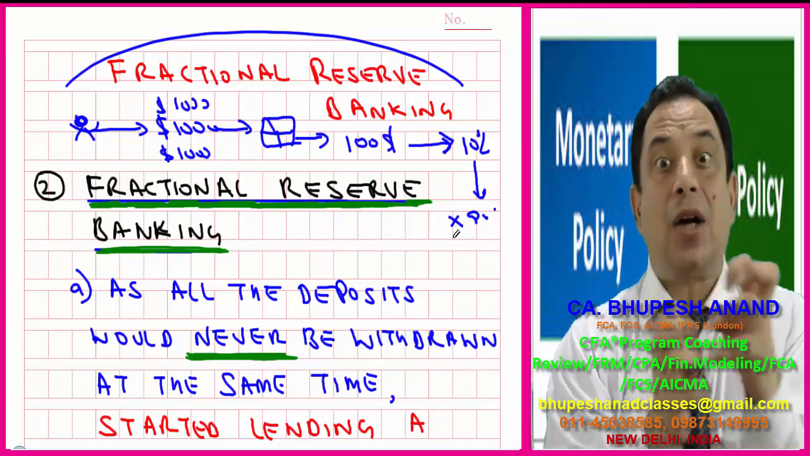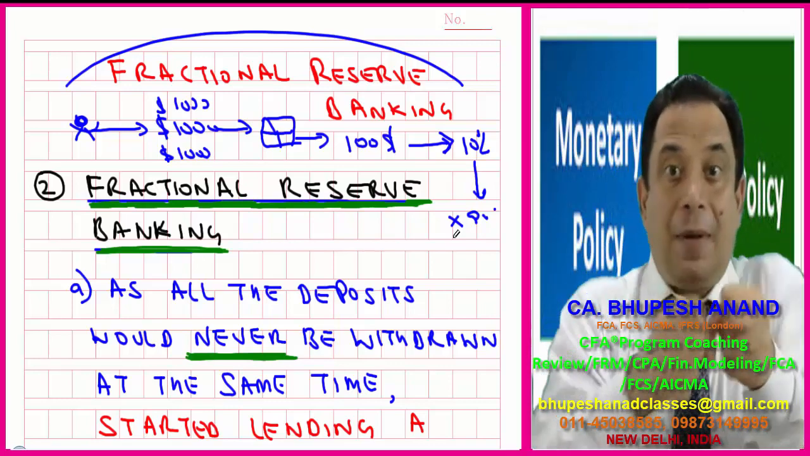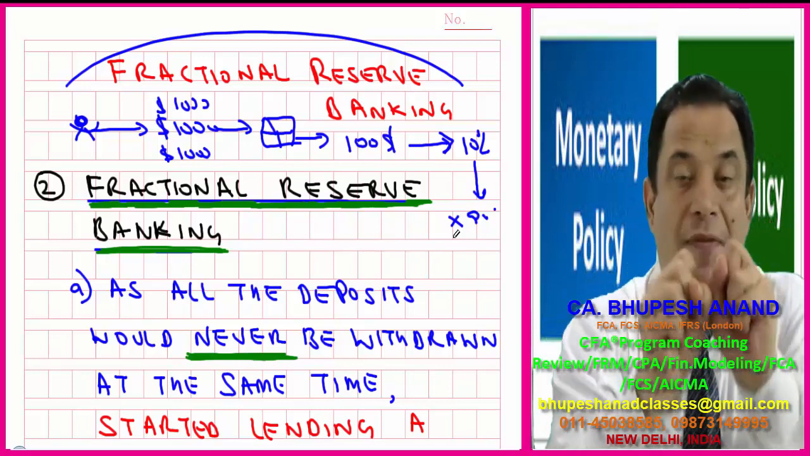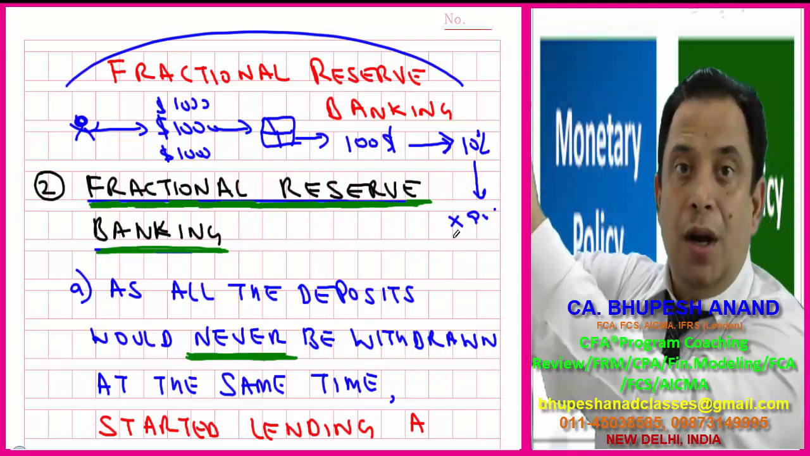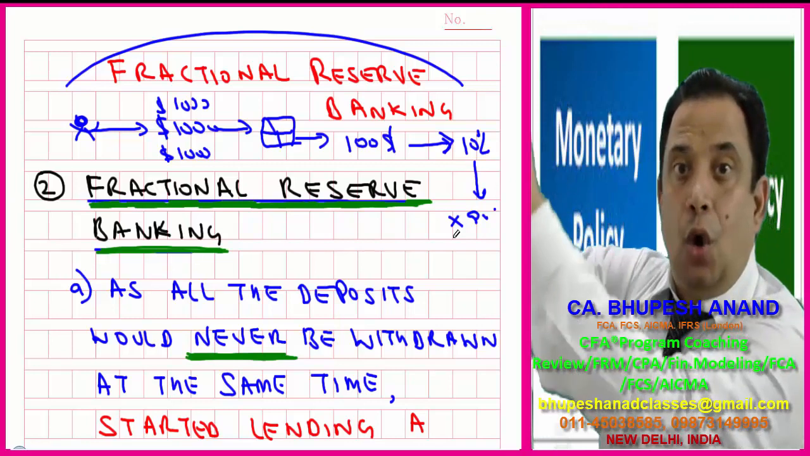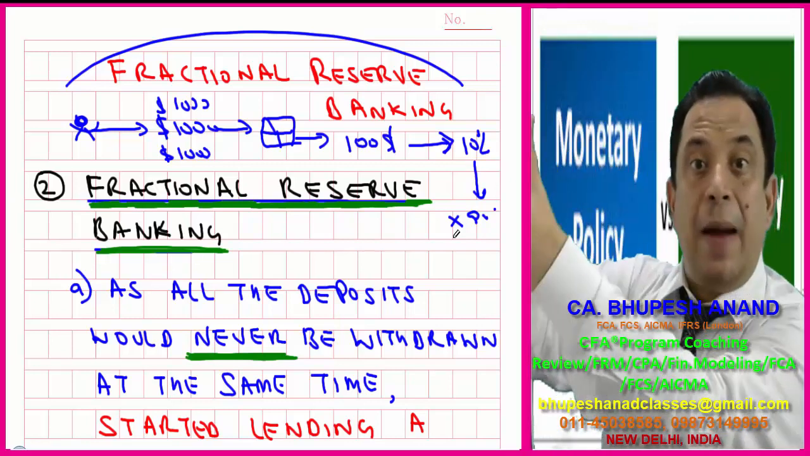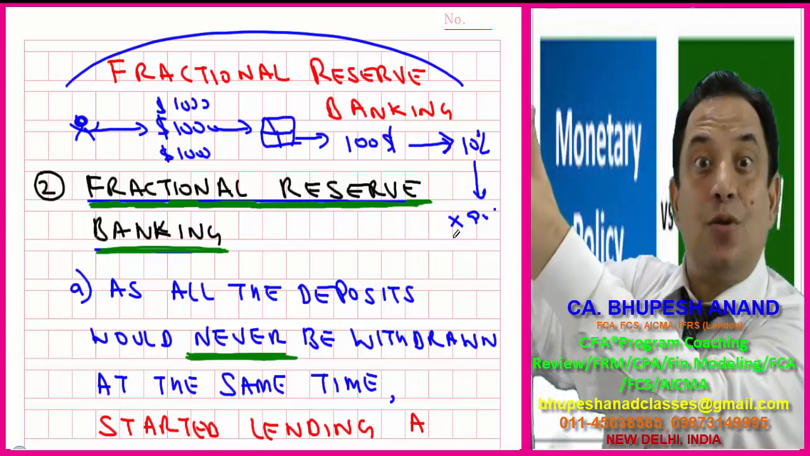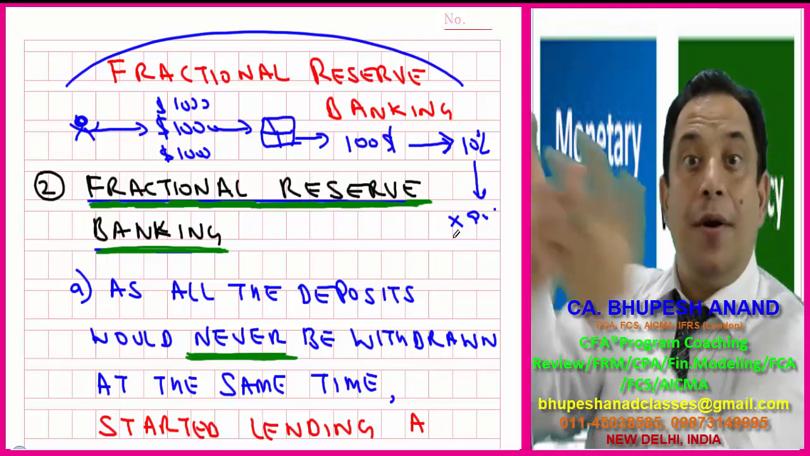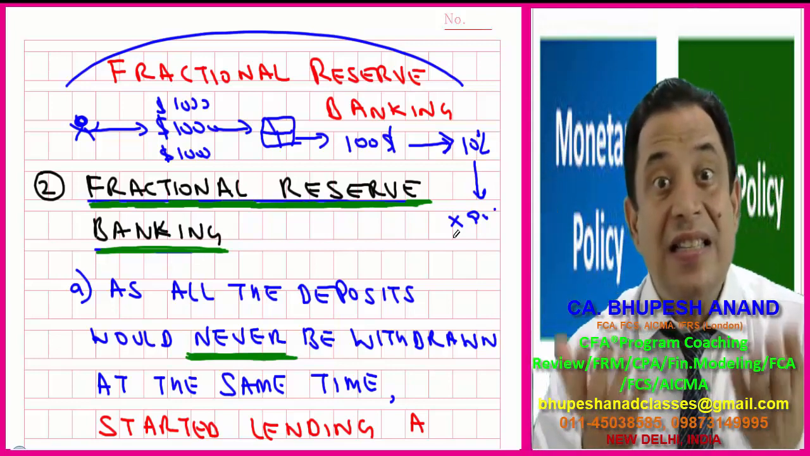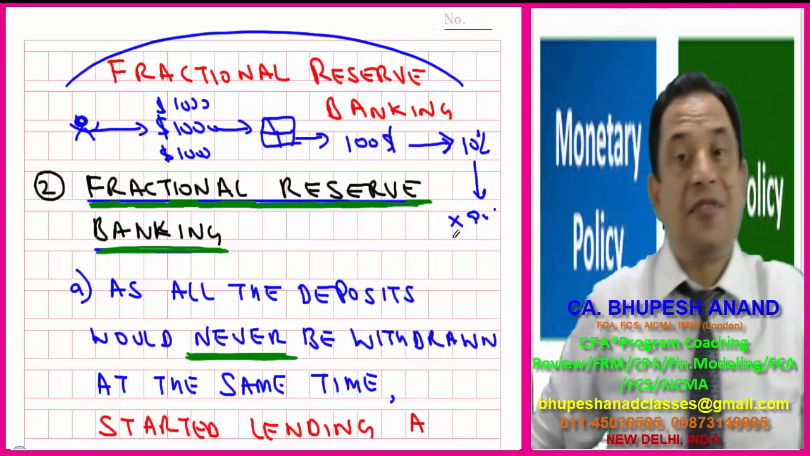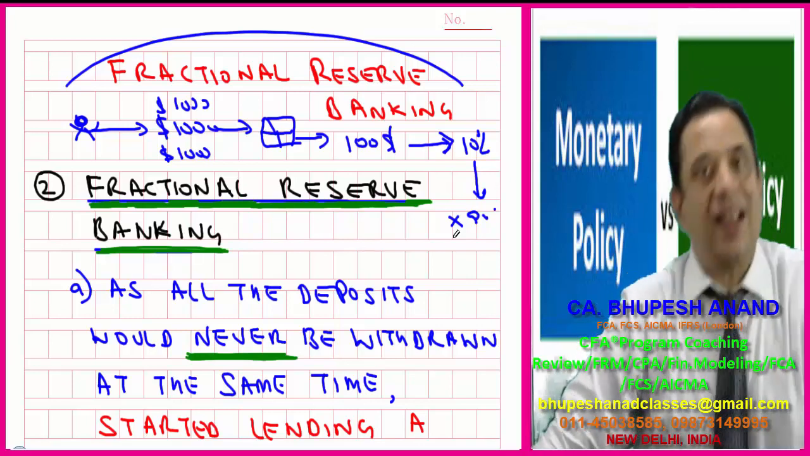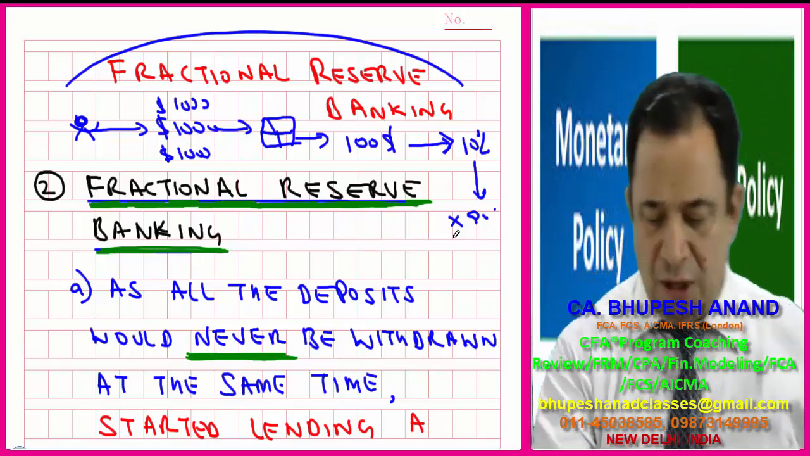It means some part of the deposit will be kept as reserve and some part of the deposit will be given as a loan, and on that part which is given as a loan, the banking company can earn interest. Now this system is named fractional reserve banking. So I am on the first point.